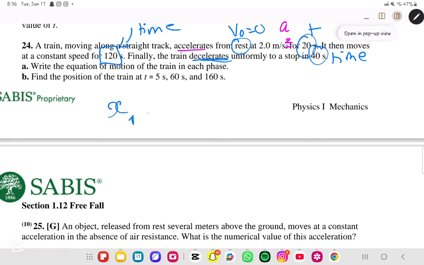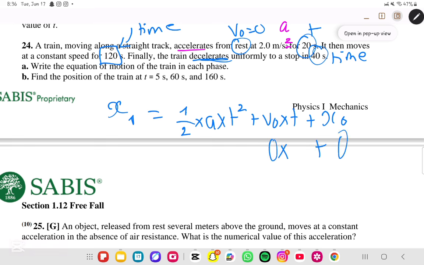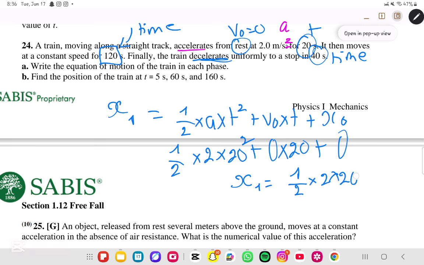So first phase, or x1, is equal to 1 over 2 times the acceleration times time squared plus velocity initial times time plus x initial. So x initial is 0. Velocity initial is 0 times the time, which is 20. Plus 1 over 2 times the acceleration, which is 2, times the time, which is 20 squared. So x1 is equal to 1 over 2 times 2 times 20 squared. So it's going to be 400 meters. So for the first phase, it is 400 meters.